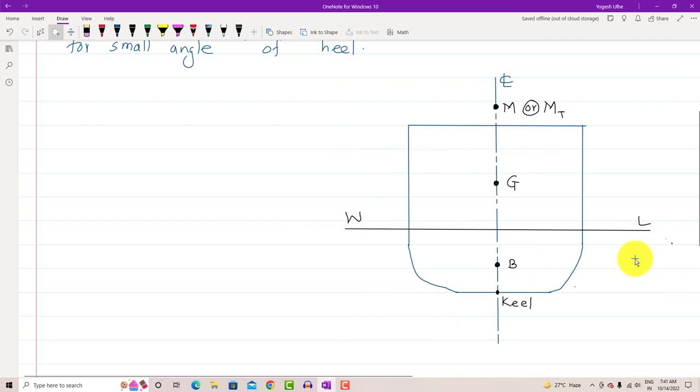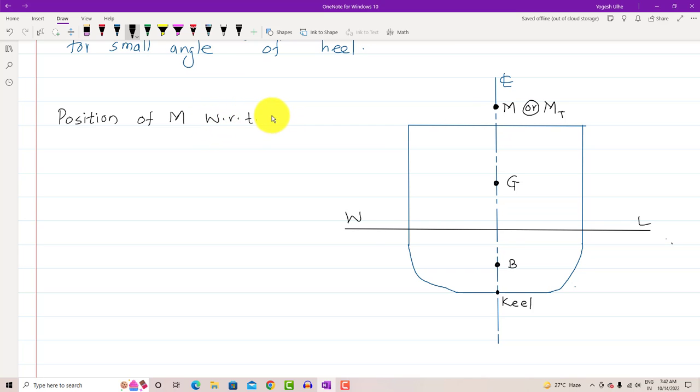Now here, position of M with respect to keel. How to get the position of M with respect to keel? That position of M with respect to keel means our Km. Position of M with respect to keel, that is what is meant by our Km.